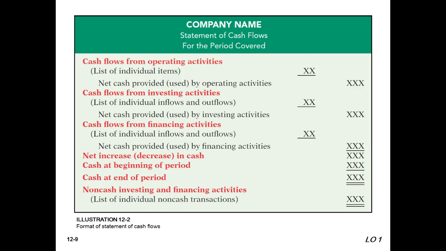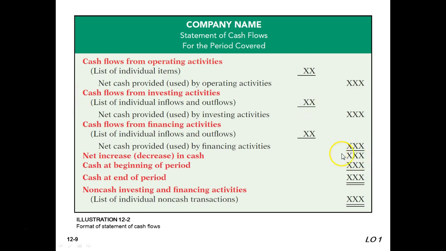So here's the layout of our statement of cash flows. Like our other financial statements, it has our company name, the title, and a period of time. Here are our sections: operating, investing, and financing. So we have 1, 2, 3. We're going to subtotal those 3 to get our net increase in cash.